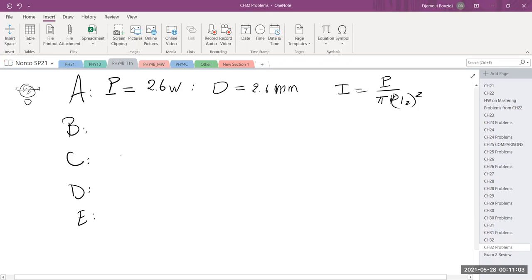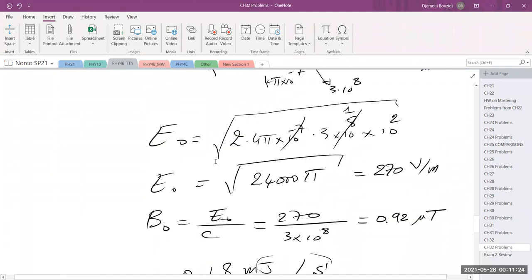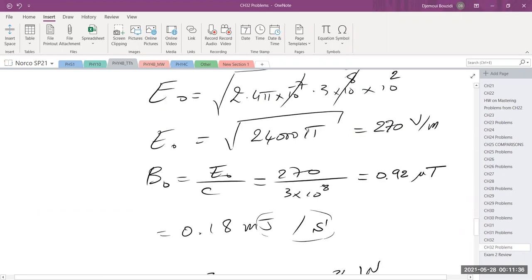So, for B, they didn't give us anything but the electric field, E naught. They said the amplitude of the electric field, E naught, is 480 volts per meter. So let's look for a relationship that involves it, and we've used it several times. It's that square root of 2 mu naught in the expression. Except now they gave me the electric field, and I need to find the intensity. So the intensity is going to be E naught squared divided by 2 mu naught C.